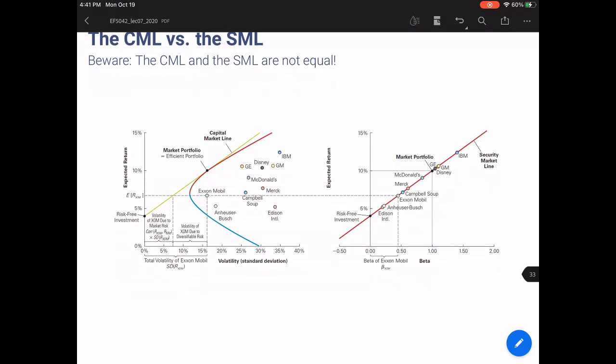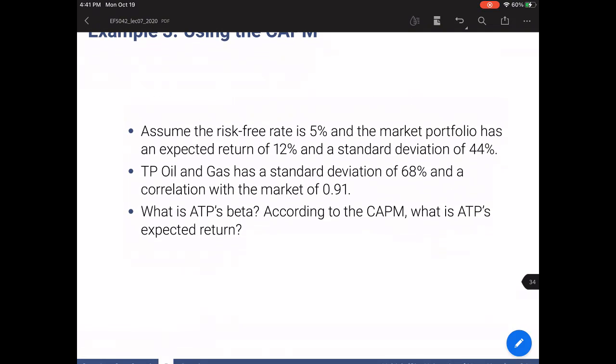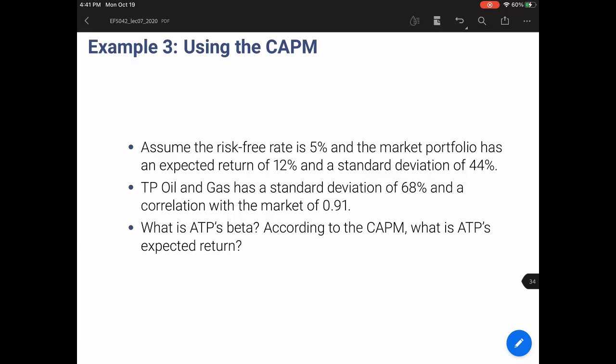Let's go through some examples now, just to make sure we know how to use the CAPM. So for slide 34, assume that the risk-free rate is 5% and the market portfolio has an expected return of 12% and a standard deviation of 44%. ATP oil and gas has a standard deviation of 68% and a correlation with the market of 0.91. The question asks you to calculate ATP's beta according to CAPM. What is ATP's expected return? And we can definitely derive all that.